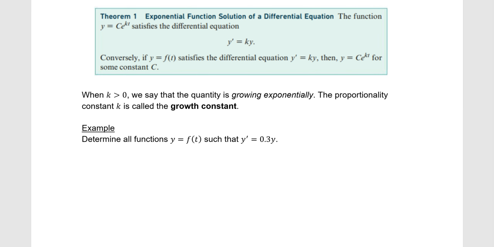Here's what we just showed, written as a theorem in a more formal definition. The function y equals c e to the kt satisfies the differential equation y prime equals ky. When that k value is positive, that means the quantity is growing exponentially, and k is called the growth constant. So a positive k value is exponential growth, and k is called the growth constant.